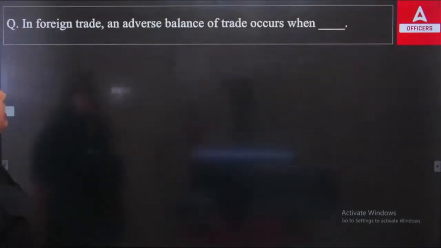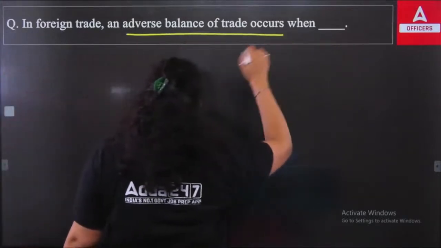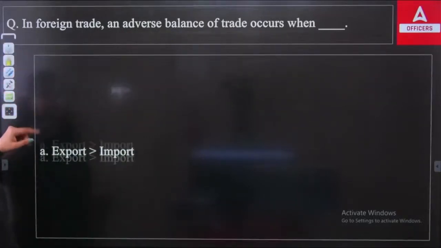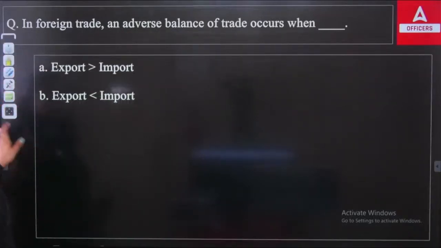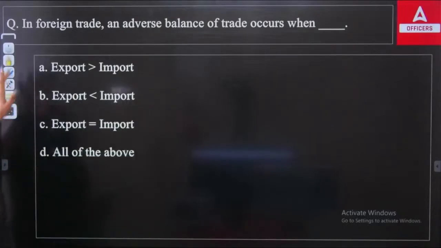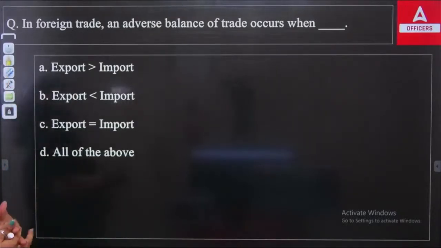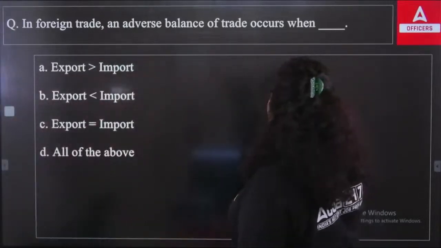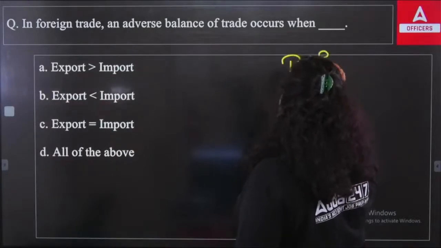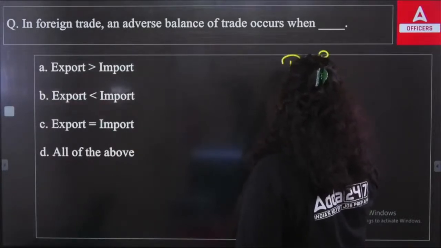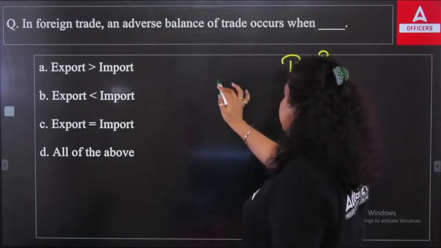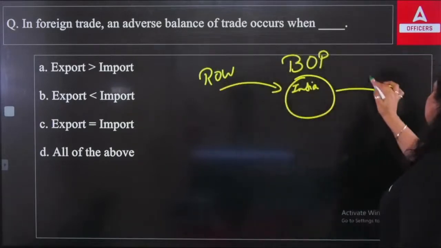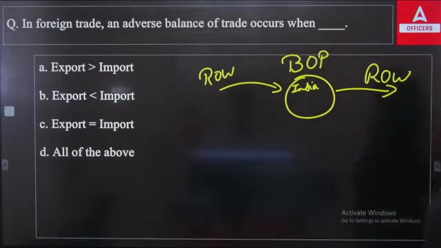Now, in foreign trade, an adverse balance of trade occurs when? First, exports increase over imports, exports decrease under imports, exports equal imports, all of the above. So first of all, let's understand what balance of trade is. I have explained to you many times what balance of payment is. Balance of payment is simply a systematic record of all the economic transactions happening between India and the rest of the world. Whatever is outside the geographical boundary is the rest of the world.